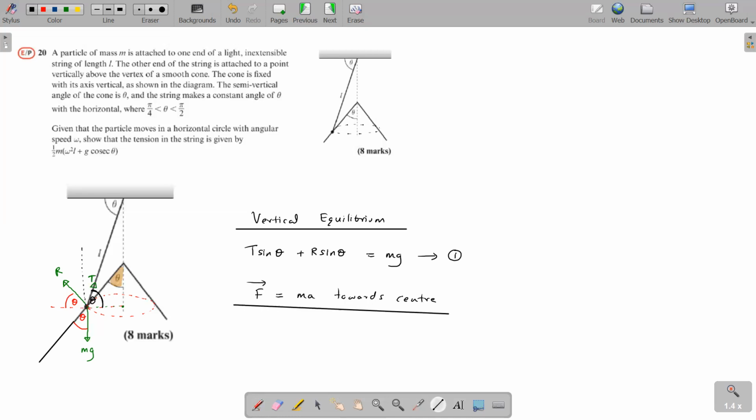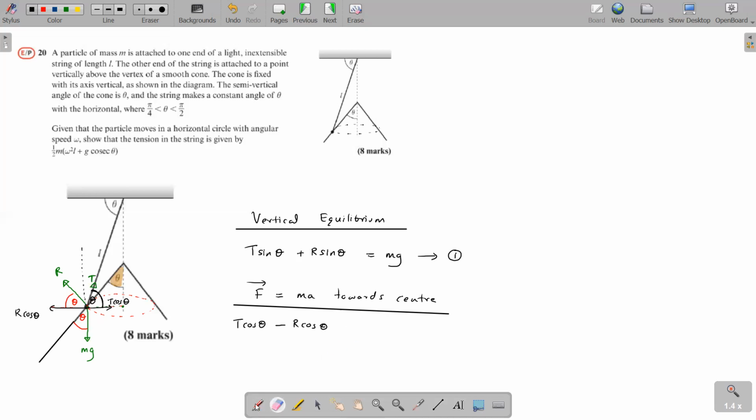Towards the center, you can see we have tension T cos theta acting towards the center. And R cos theta is acting away from the center. They are both horizontal. So T cos theta acts towards the center of the circular motion, R cos theta acts away, that's why it should be minus. T cos theta minus R cos theta equals mv squared over r.